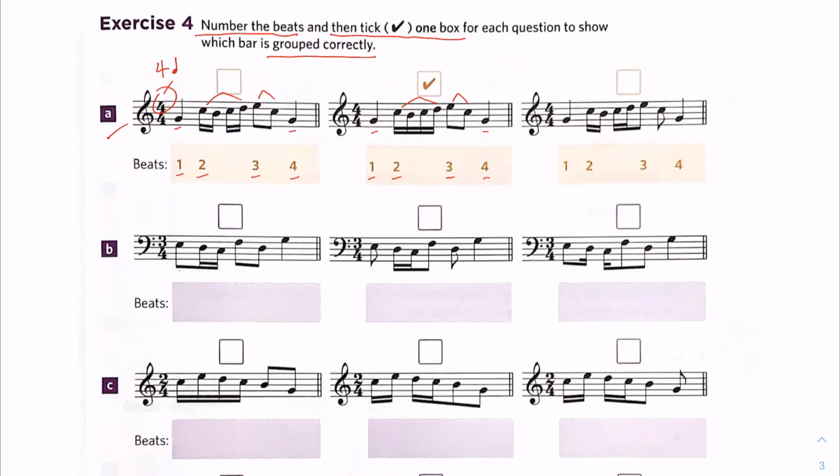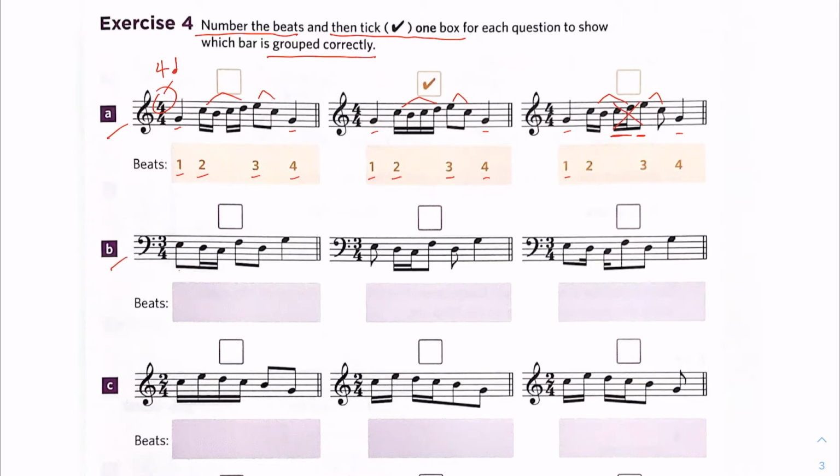Let's look at bar 3. Crotchet is beat 1. Then we are supposed to have 4 semiquavers in beat 2, and the 2 quavers is beat 3, and the crotchet is beat 4. Now obviously this is incorrect because you notice that these 2 semiquavers, which is part of beat 2, and this quaver, which is part of beat 3, are grouped together, so it is incorrect.